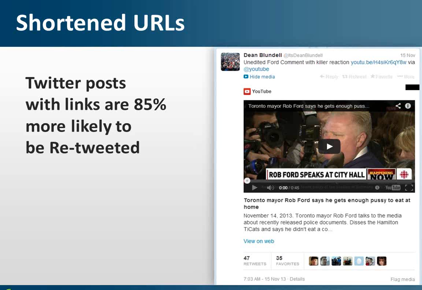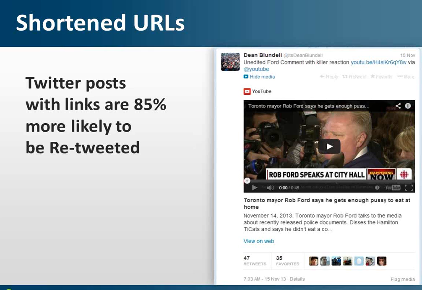So let's move on to Twitter best practices. You'll see immediately that the rules are very different than Facebook. First off, posts with links are known to generate 85% more retweets than posts without links. People on Twitter like to share information, but there's only so much you can say in 140 characters, which is why links to external content works really well.